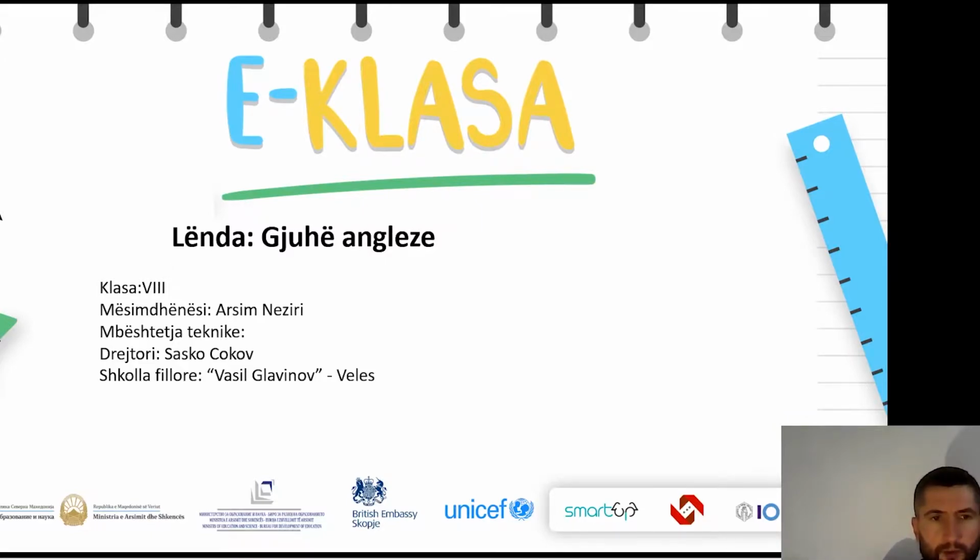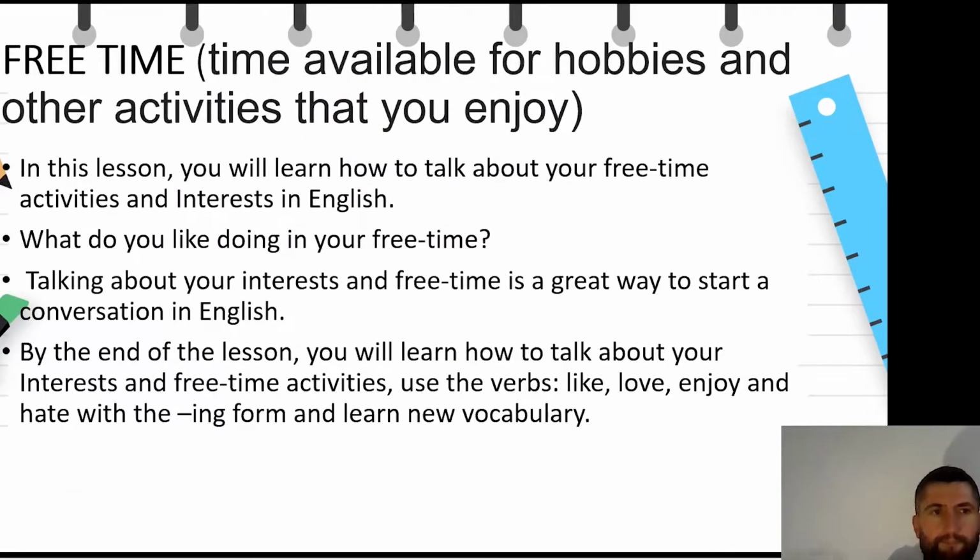Today we are going to talk about interests and free time activities. So what do we understand by free time? Time available for hobbies and other activities that you enjoy. So, in this lesson, you will learn how to talk about your free time activities and interests in English. What do you like doing in your free time? Talking about your interests and free time is a great way to start a conversation in English.